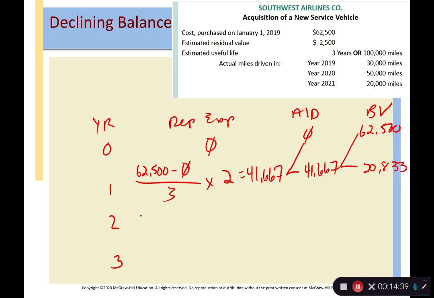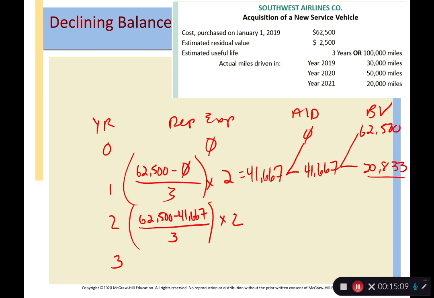Then in year 2, it's going to be 62,500 minus the 41,667 in accumulated depreciation, divided by the estimated useful life of 3, and then we double it. I should probably put parentheses to show you my order of operations. Also note that the numerator really represents book value. So rather than going through and doing 62 minus the 41, I could just use the previous book value for the numerator of 20,833 divided by 3 times 2 gives me 13,889 rounded.